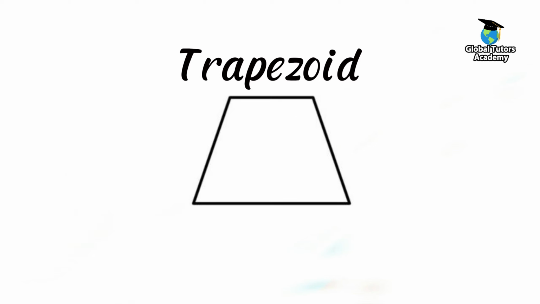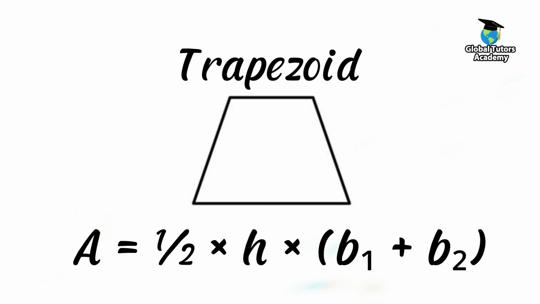A trapezoid has one pair of parallel sides, looking just like a ramp. To find the area, you add the two bases, multiply by the height, then divide by 2. This formula works even if the sides aren't equal.